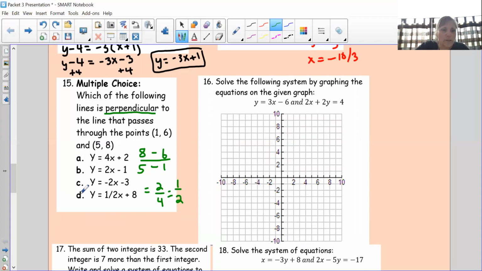Now I would choose D. But remember, I want a line that's perpendicular. So I'm going to write 1/2 down here, and I'm going to write the perpendicular symbol. I'm going to ask myself, what is the opposite of 1/2? And what is the reciprocal of 1/2? That would be negative, and if I turn this over, I get 2. So negative 2 is the perpendicular slope. So I'm going to choose C.